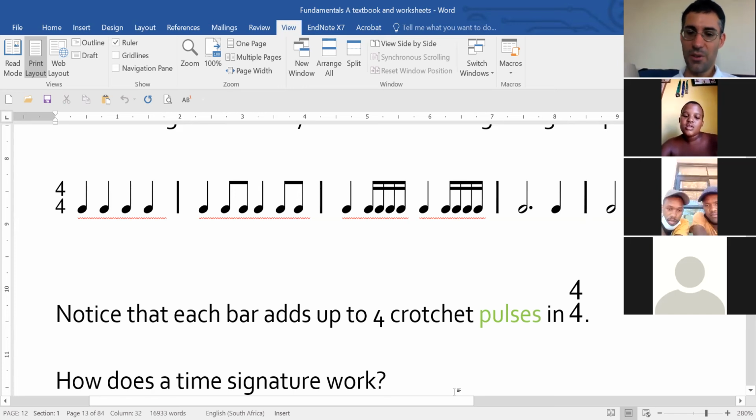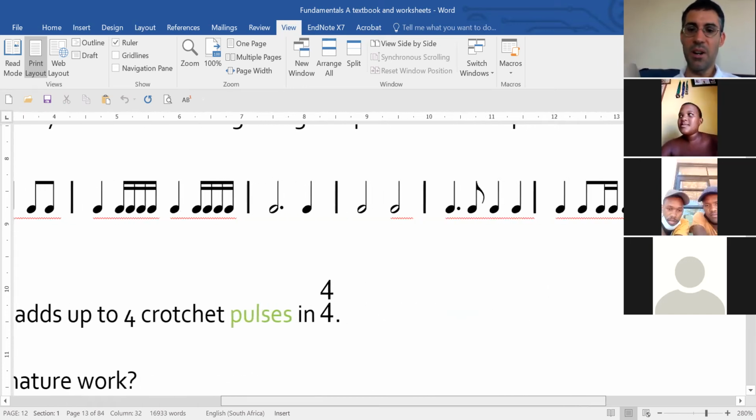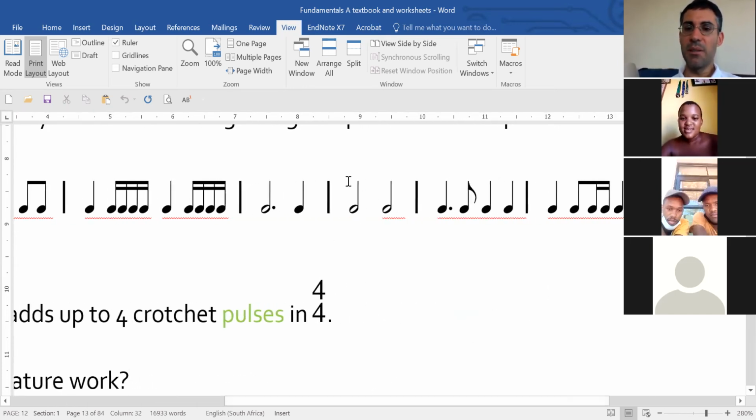Yes, sir. Good. And if we look at this bar over here, how much is a minim worth? 2 beats. Yes, so we've got 2 plus 2 is equal to 4 crotchets. We put the bar line.